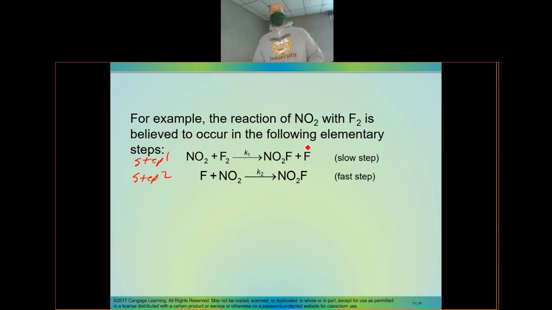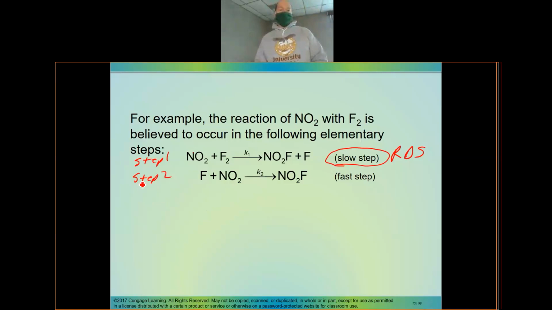All right, and so for step 1, they're saying that this is a rate constant for step 1, and K2 is the rate constant for step 2. So K1 is for step 1, K2 is for step 2. All right. Now they're telling you right here, this is very important, that this first step takes the longest. It is the slow step. And so the slow step is called the rate determining step. All right. And so that is going to tell you the rate of this reaction.